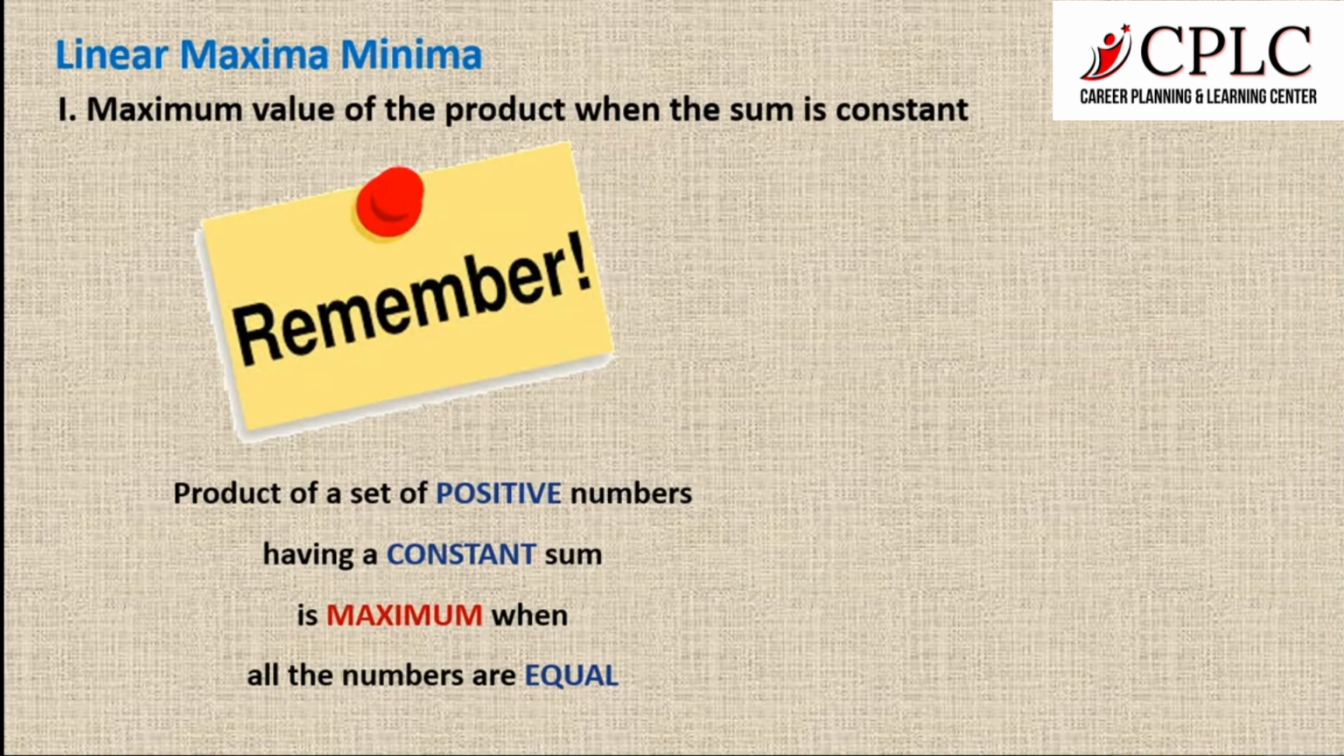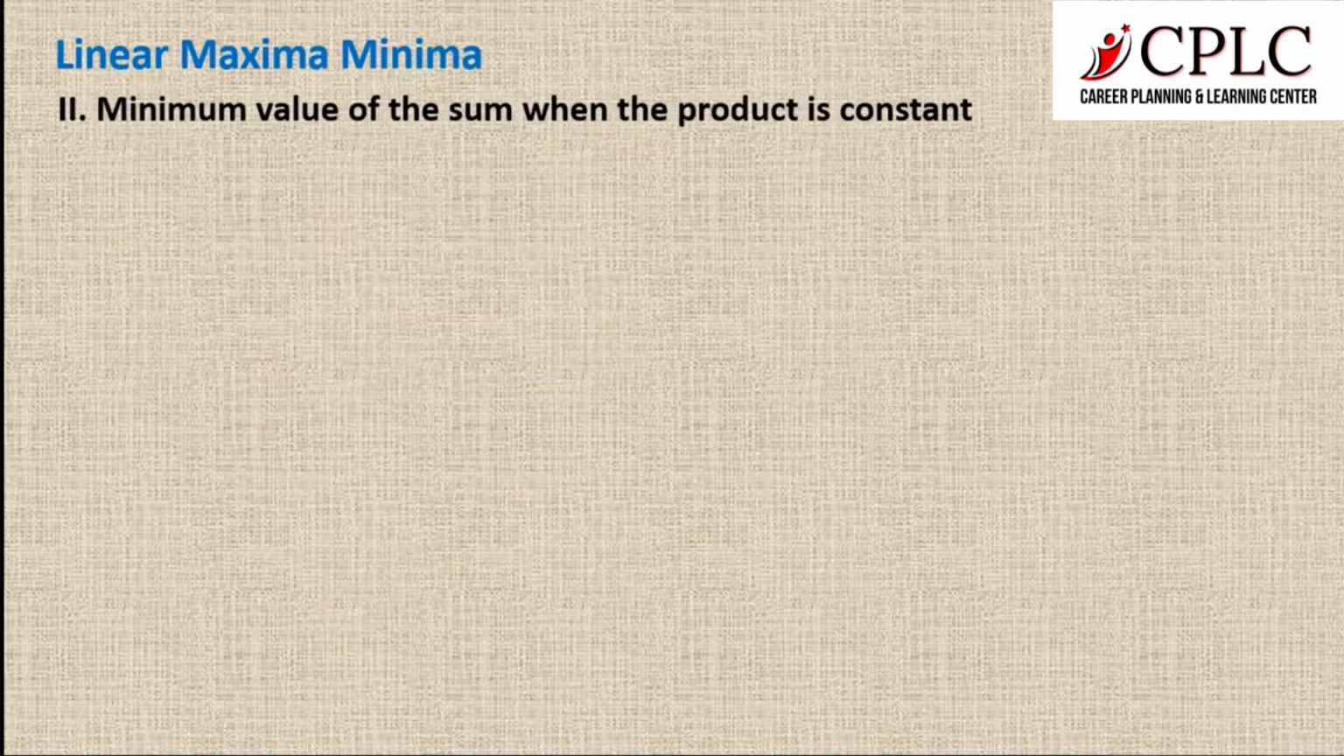The second of the rules is exactly the opposite of that: the minimum value of the sum when the product is constant. It is the reverse. In the previous scenario, we had the sum constant and the maximum value of the product. In the second scenario, we are going to find the minimum value of the sum when the product is constant. As usual, we still don't know the rule. Let's consider one example, solve it with all possibilities and the layman's approach, and then finalize a conclusion.